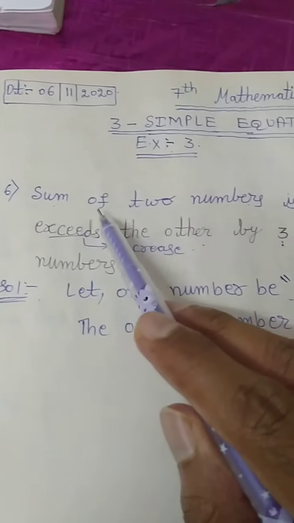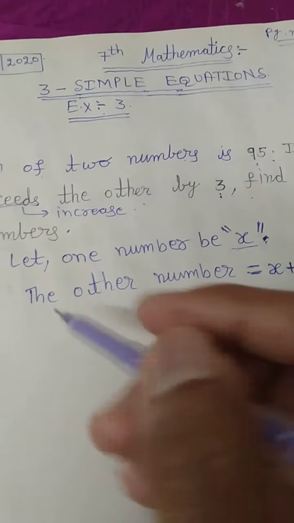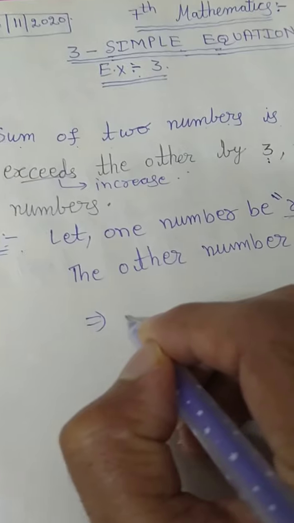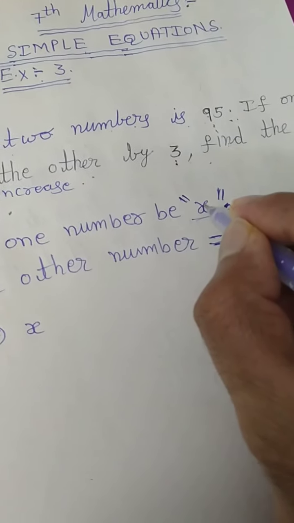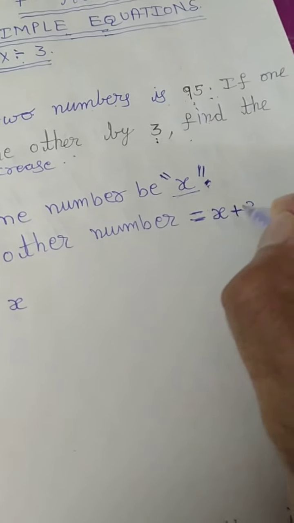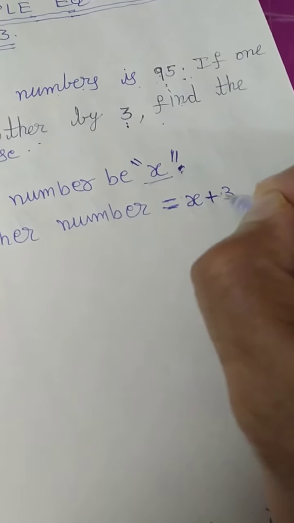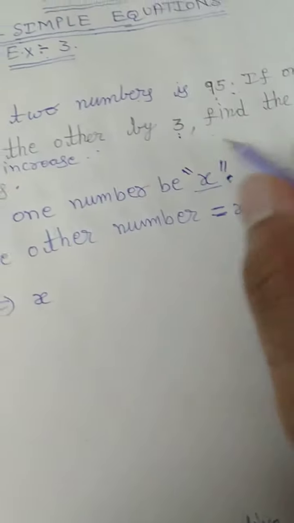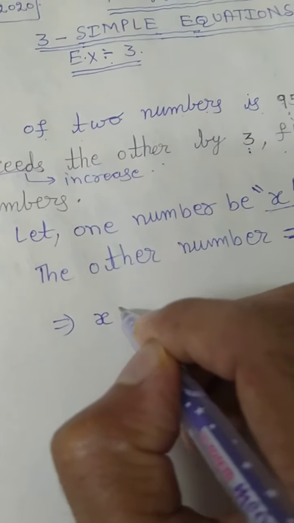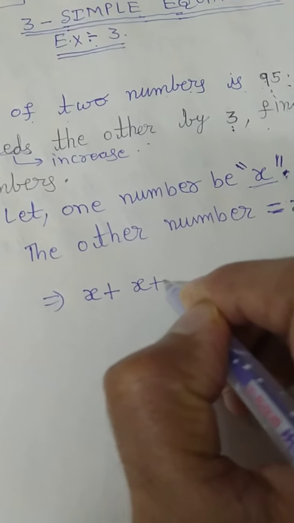Okay, what is the condition here? The sum of two numbers is 95. So sum means this term and this term: x is one term, x plus 3 is another term. If we are adding these two terms, that is x plus x plus 3.